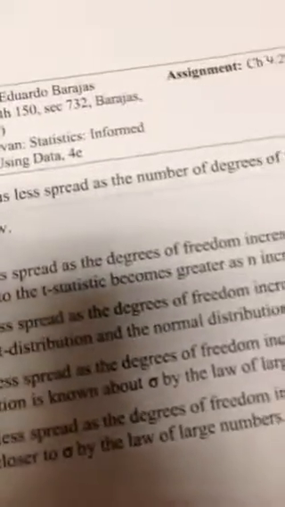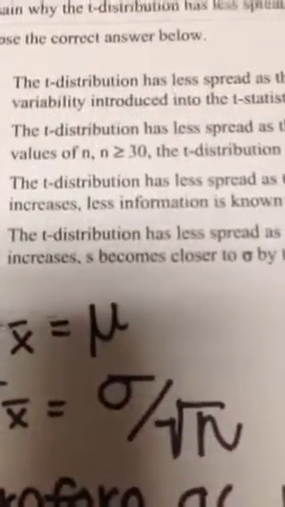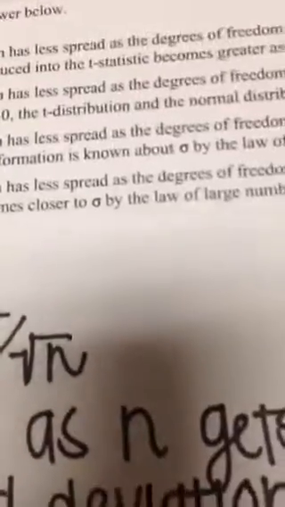So the question asks, explain why the t-distribution has less spread as the number of degrees of freedom increases. The correct answer is the t-distribution has less spread as the number of degrees of freedom increases because as n increases, s becomes closer to the standard deviation of the population by the law of large numbers.